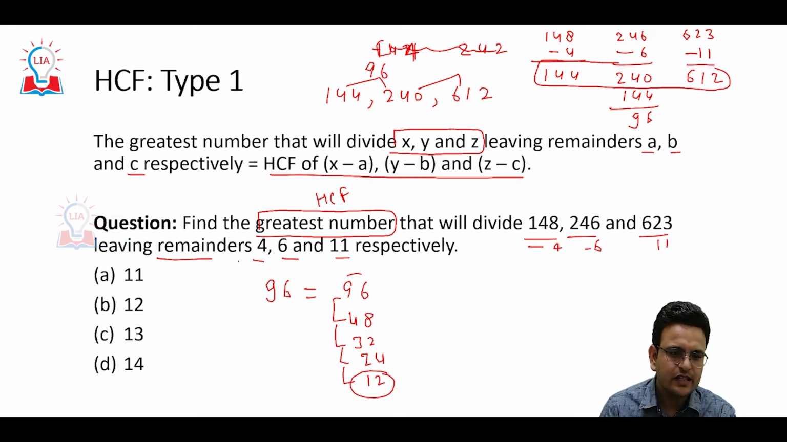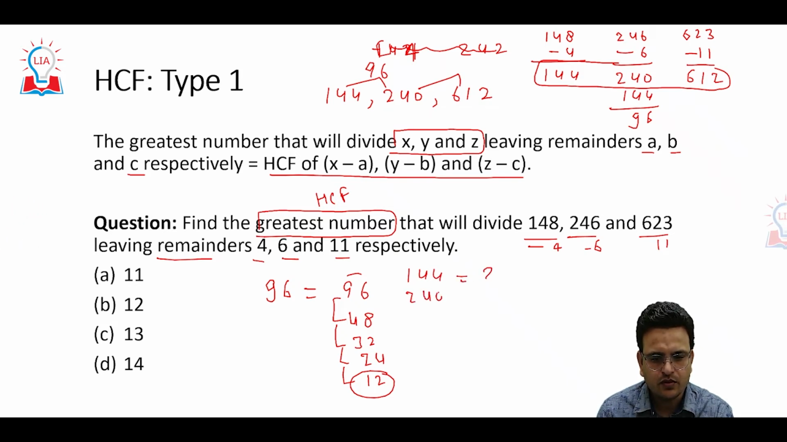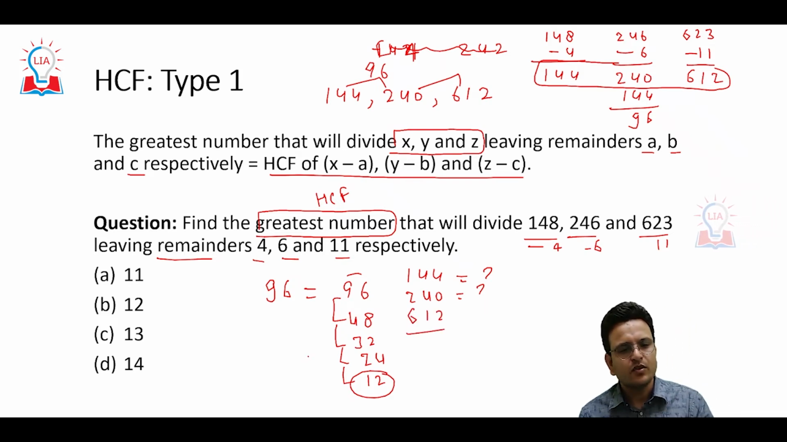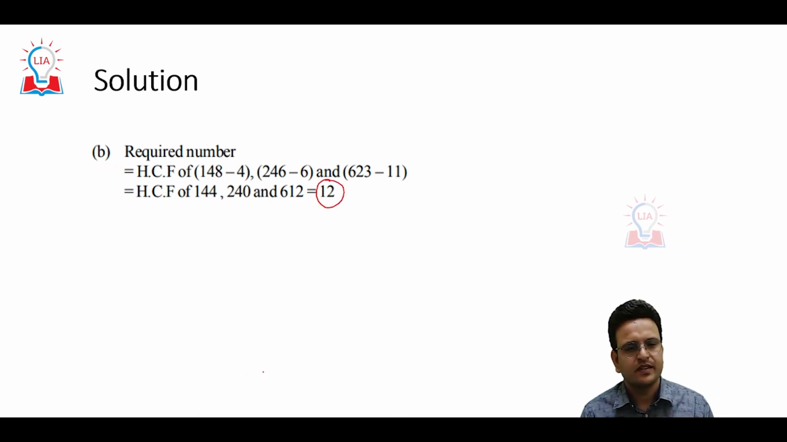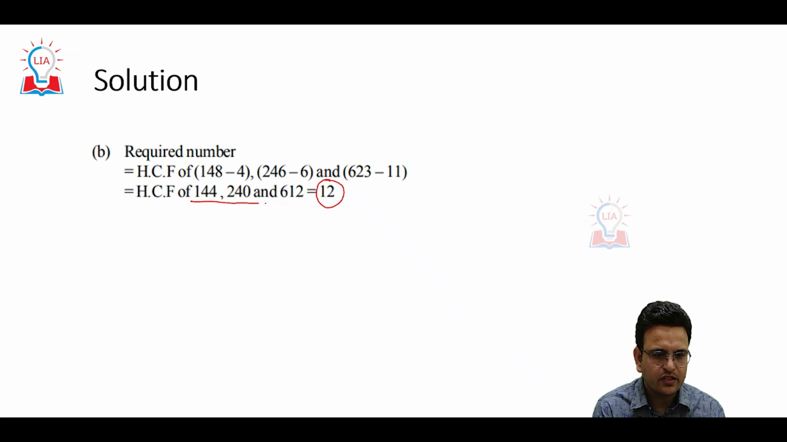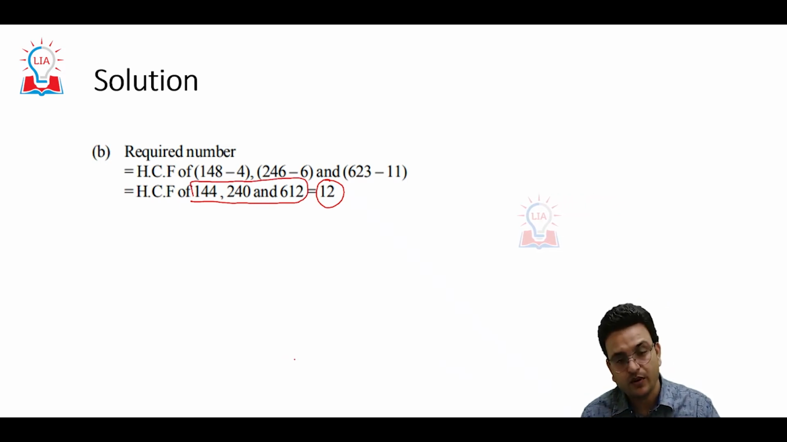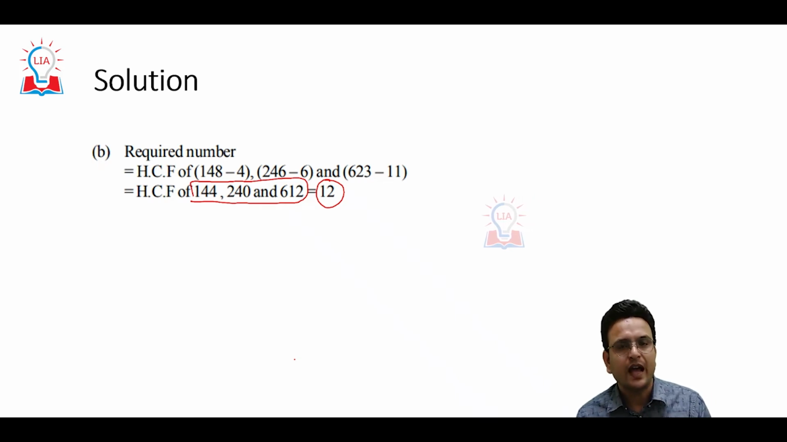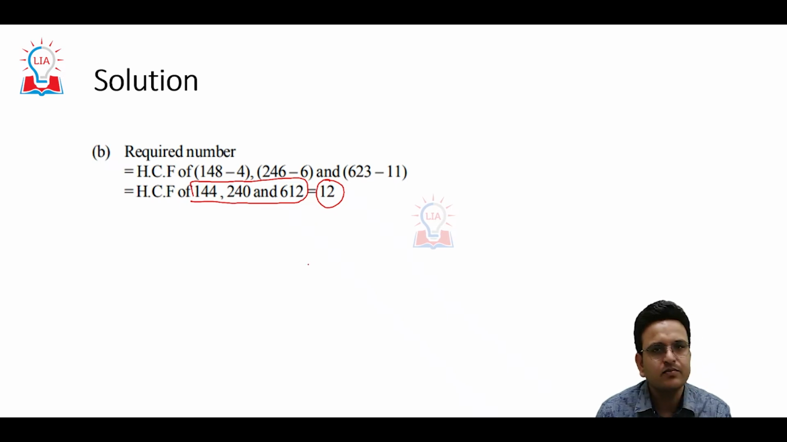Another way, you just take the factors of 144, factors of 240, and factors of 612, and get the answer. For this particular question, I can say the answer will be 12, because you have to get the HCF of 144, 240, and 612. In the difference method, you can also get it, but for the difference method you have to do a lot of practice. After practice only you can say that 12 is the number which can divide the given numbers.